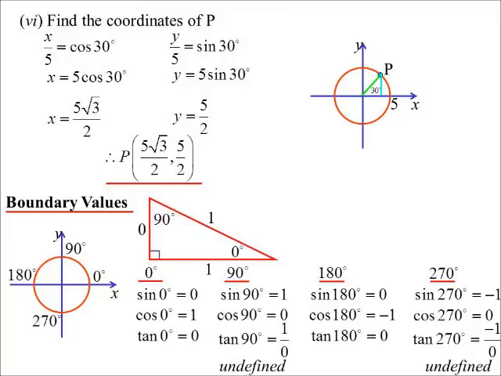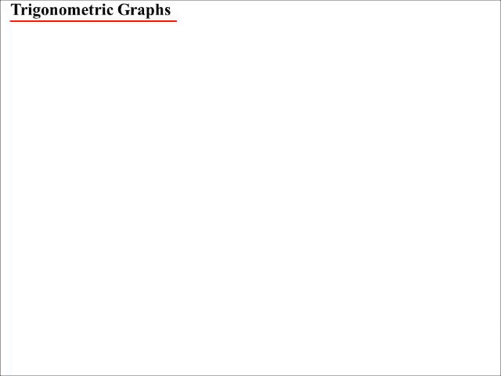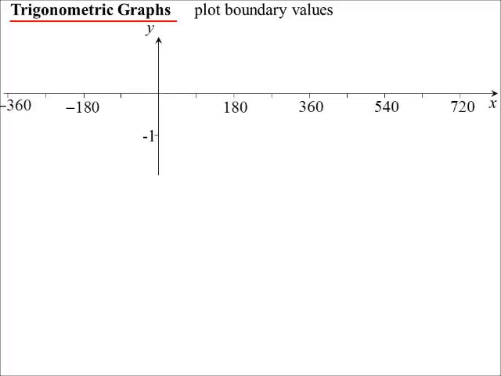But they do become very important when it comes to the curve sketching, that we know what those boundary values are. So let's have a look at the basic trig graphs. The easiest way to draw a trig graph is to plot those boundary values. So let's have a look at sine x. We know the sine curve goes between -1 and 1. That's its amplitude. So I've labelled that on the y-axis.